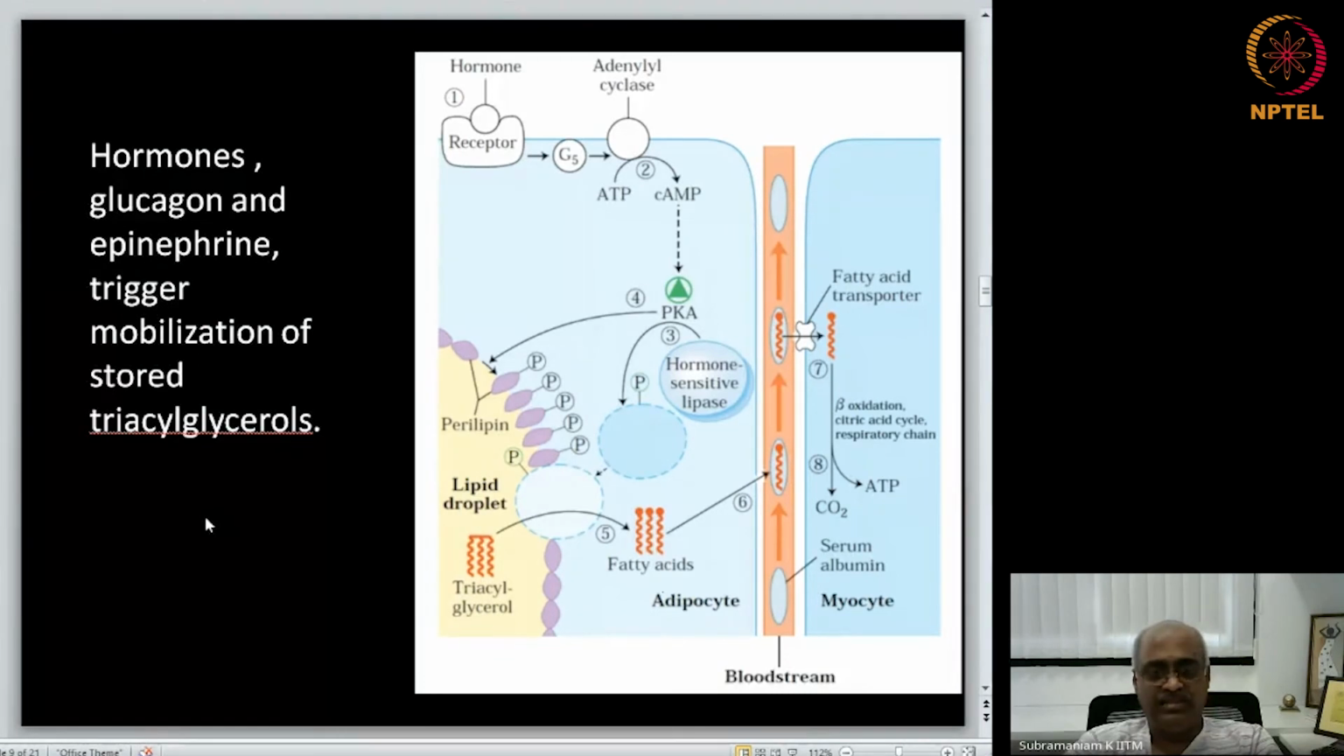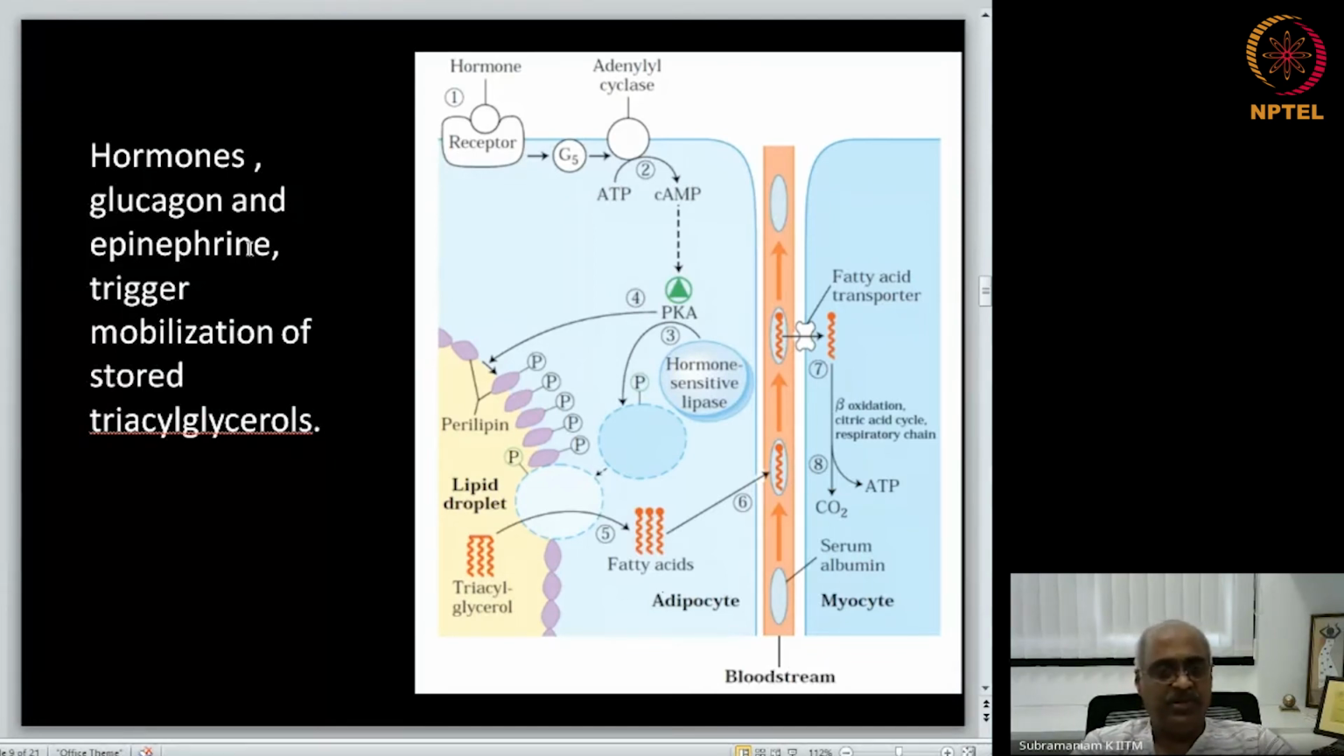And that mobilization is achieved by these hormones, glucagon and epinephrine. Glucagon is produced by the alpha cells of pancreatic islets. And epinephrine, you already know, adrenal medulla. So we have already encountered this hormone earlier. And these two hormones are produced when the glucose level goes down. So they are activated in response to sensing the glucose level.